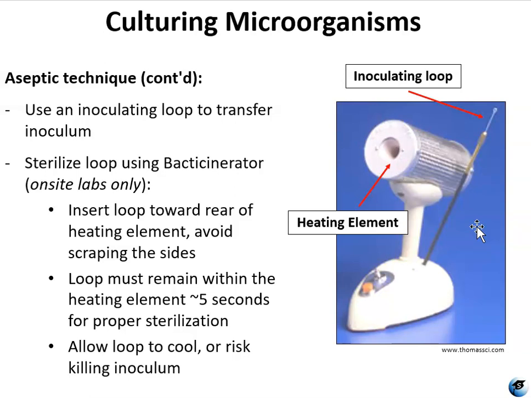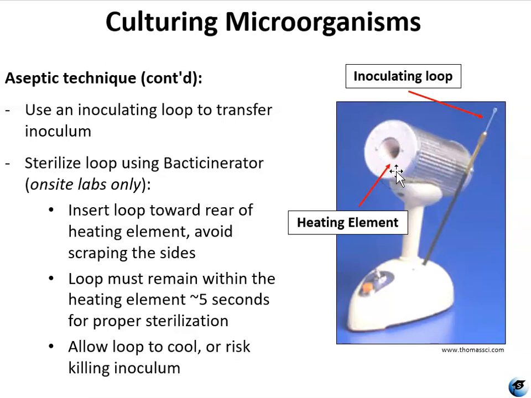You do still need to know how a bacti-incinerator is used, even though you're not going to be using these at home. It's still important that you know how it is used in a traditional lab. So how it's used is you would insert a metal loop into the heating element. You want to avoid scraping the sides. So you just push the loop in there towards the back and try not to scrape the sides.